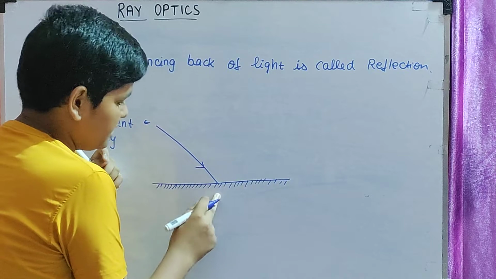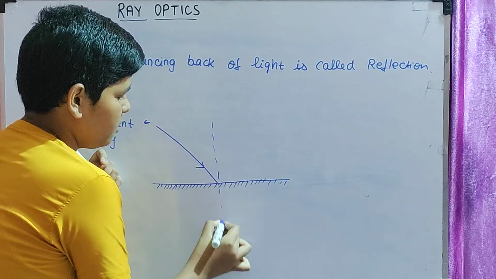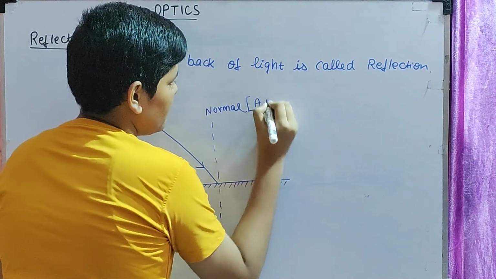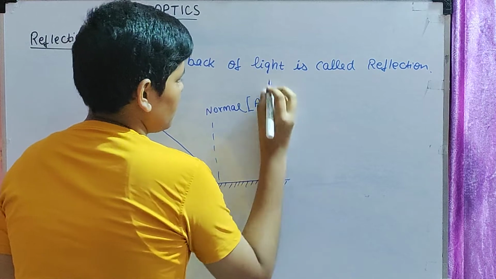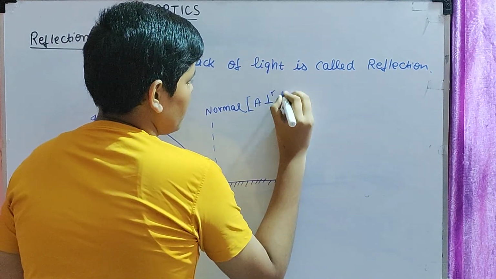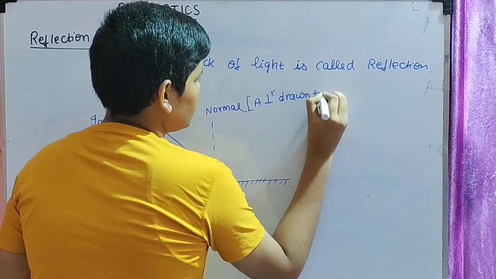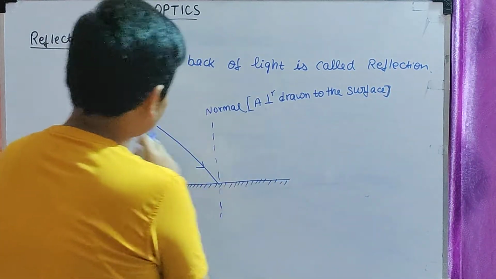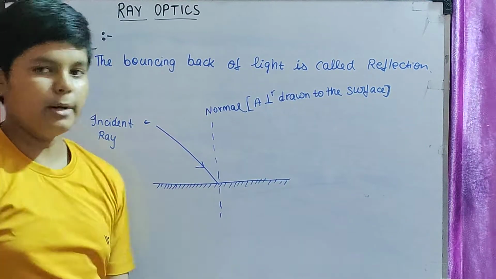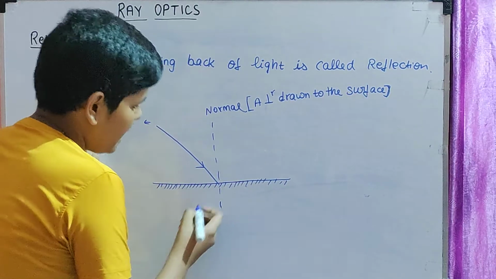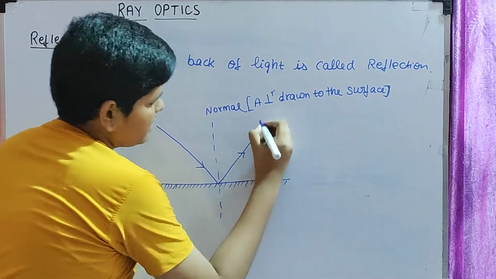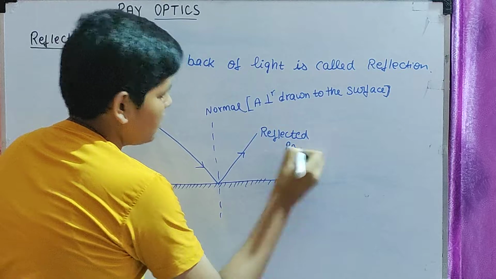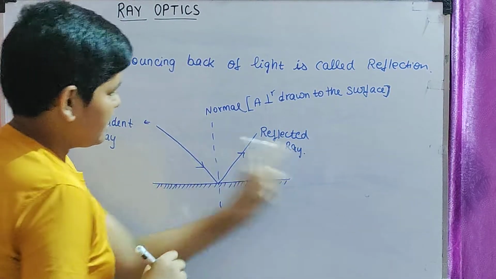After the incident ray has touched the surface, we have to draw a normal over here. This is called the normal. What is the normal? A perpendicular drawn to the surface. Wherever the incident ray is falling, at that point you drop a normal, which means you drop a perpendicular. The light goes like this, and this is called the reflected ray. So this is the incident ray, this is the reflected ray.